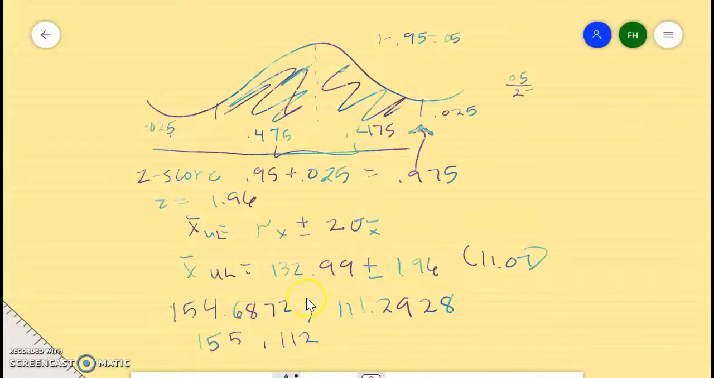And then again, I didn't round anything. This 11.07 was calculated and probably rounded in the previous step, but as far as the numbers here, I didn't round them until the end, and it said to round them to the nearest dollar. So let me know if you have any questions about this.